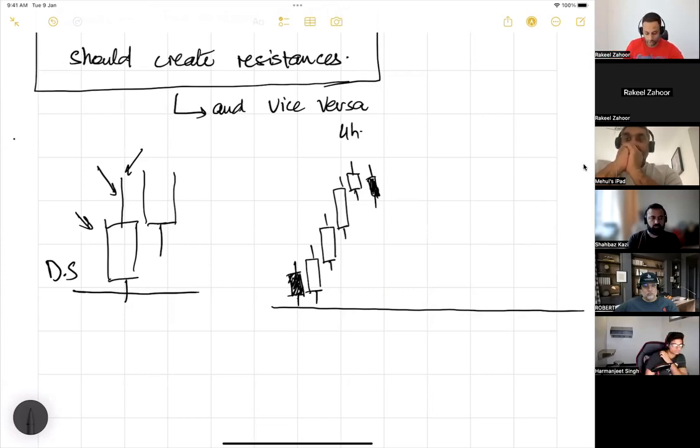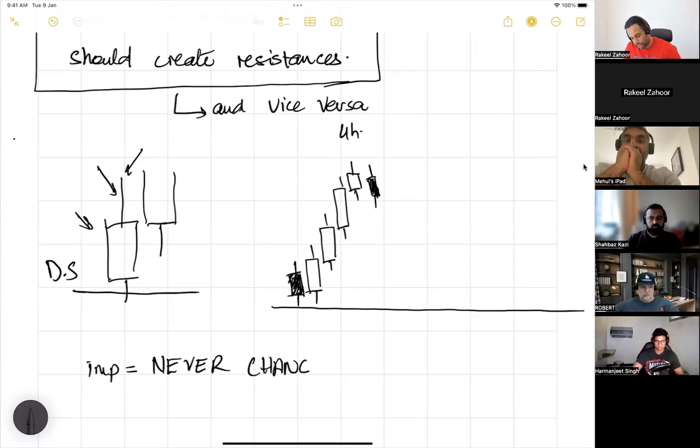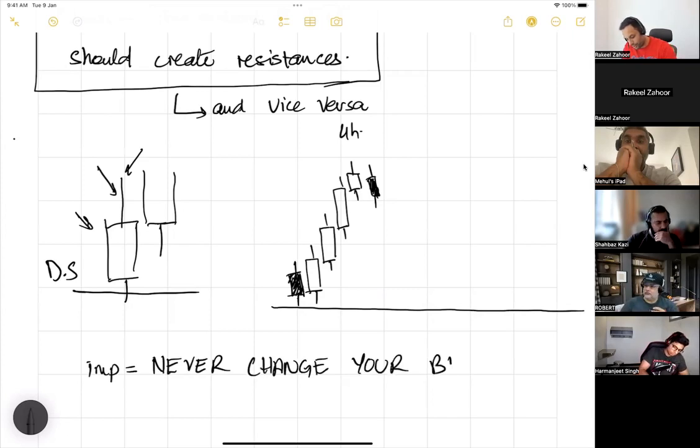Now, also one more thing. This is a very important note. This note is: never change your bias. Never change your bias. If you're looking for a buy, just stick with the buy.